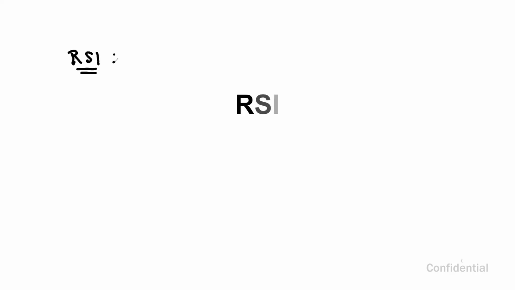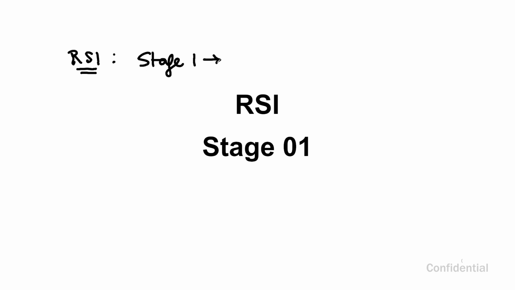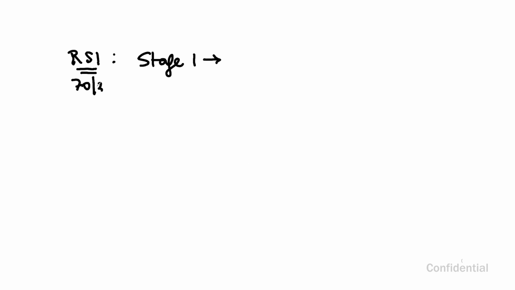Now RSI, the stage 1 or the basic setup of RSI is that, by the way, it could be 70-30, it could be 80-20. Default settings are 70-30. You can stick to 70-30 as well. The more popular setting is 70-30 actually. So let it be like that.